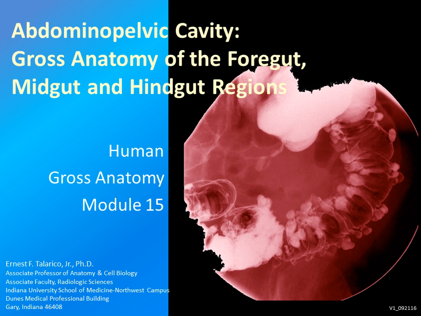This is Human Gross Anatomy Module number 15. This module covers the abdominal pelvic cavity, the gross anatomy of the foregut, midgut, and the hindgut regions.